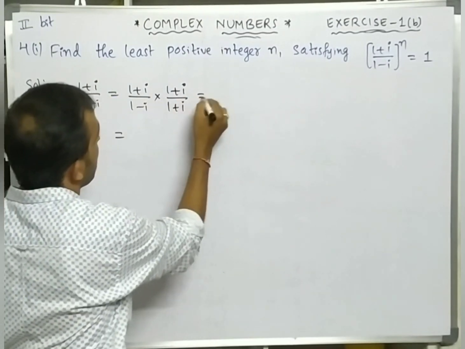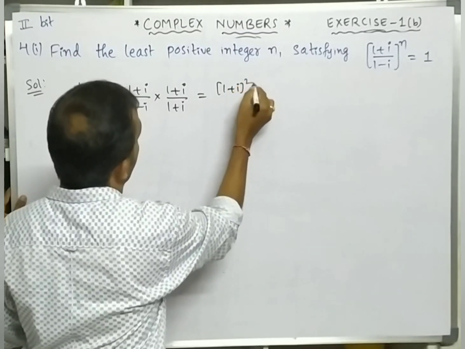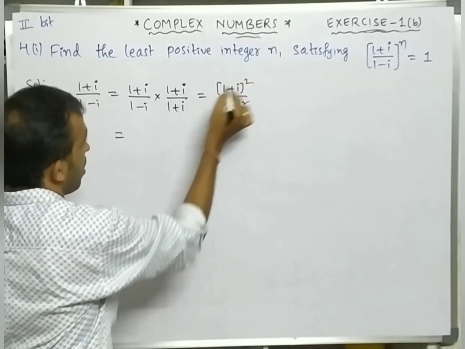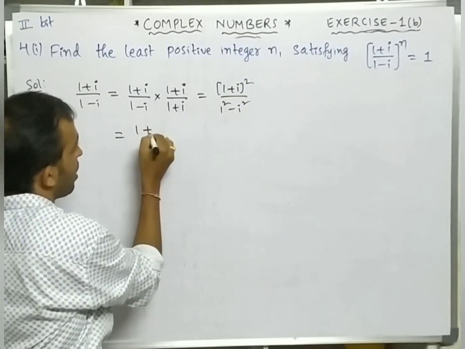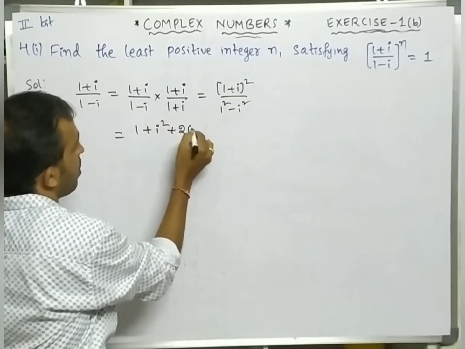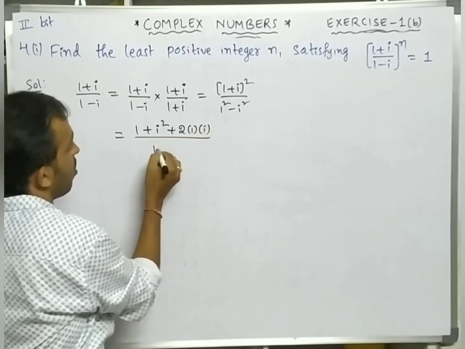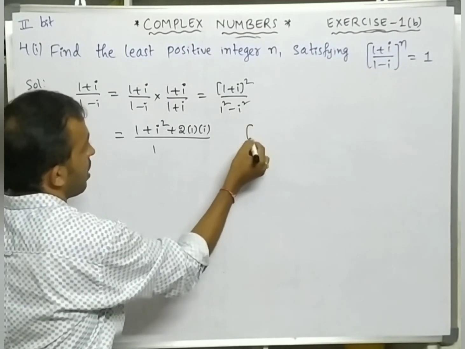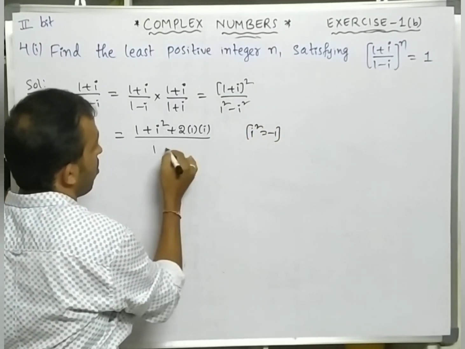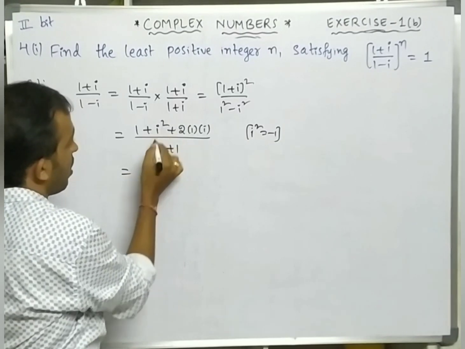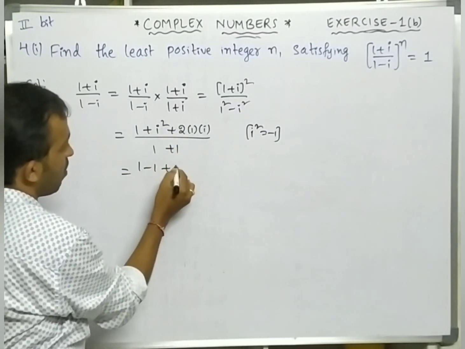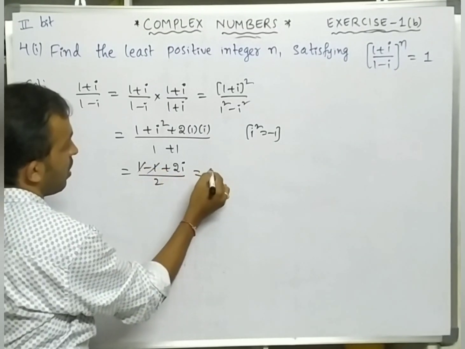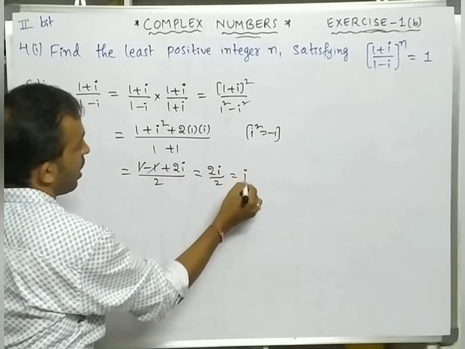So in the numerator we will get (1 + i) whole square. In the denominator, (a + b)(a - b) = a² - b². Now expand the numerator: (1 + i)² = 1 + i² + 2·1·i. Denominator: 1² - i², and i² is -1, so minus into minus is plus. Now i² is -1, so 1 - 1 + 2i over 2. 1 minus 1 cancels, so 2i by 2, the 2 cancels, leaving i.